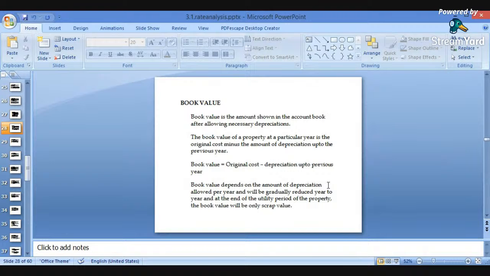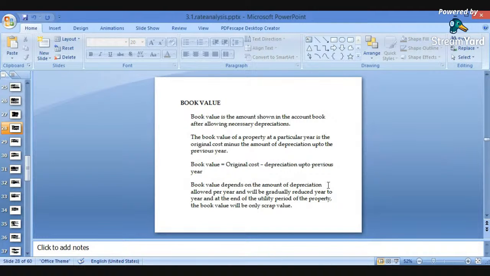We can write the amount in a book, or we can find out the value of a property. So here, book value, the formula for it is nothing but the original cost minus the depreciation up to previous years. So what is the depreciation up to previous year? It is to be calculated. The original cost minus depreciation up to previous year.